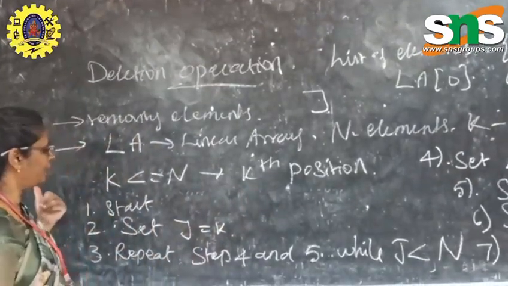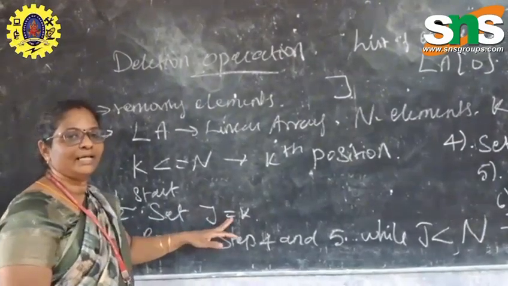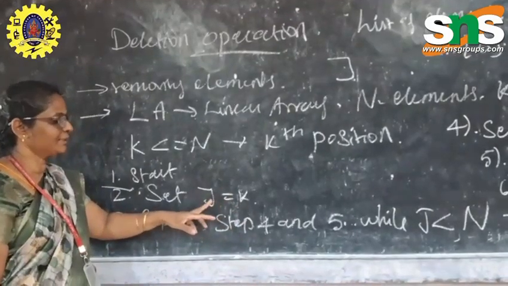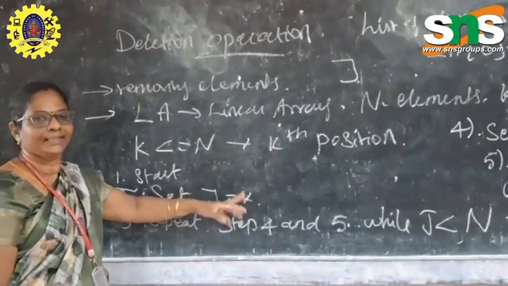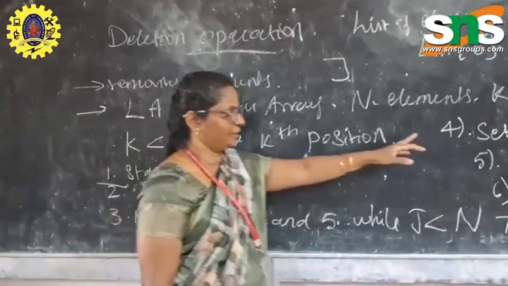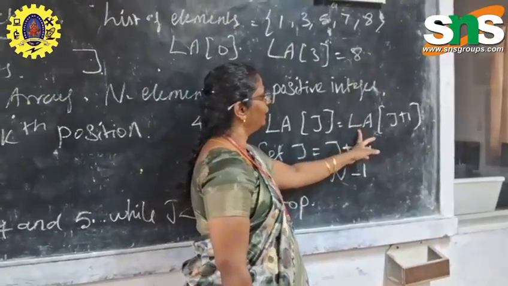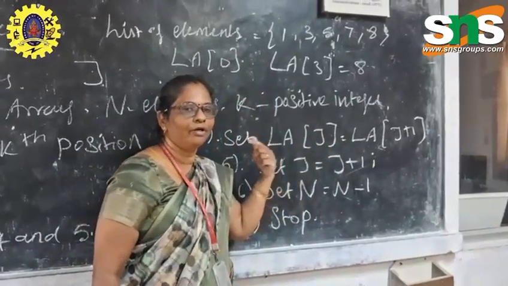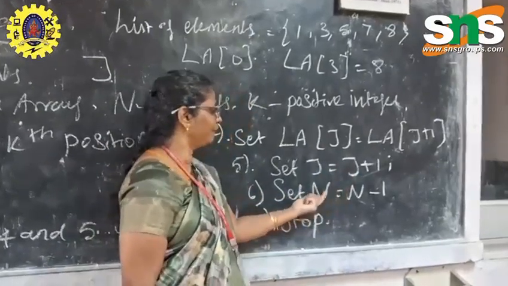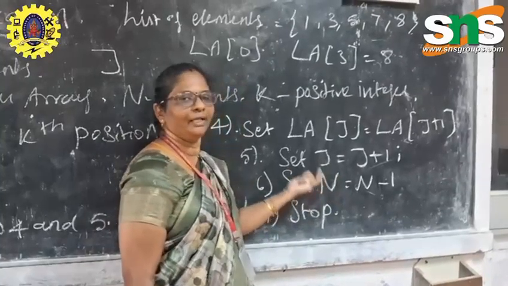In the algorithm, first we start the operation. Second, we set J equal to K. That is, a particular element at a particular position is called J, and that position is called K. It must be an integer. Then we repeat the fourth and fifth steps. Likewise, in the list LA we have to find which element we have to delete. After that, we increment the position up to that particular element. When we reach the particular element, we can delete it.